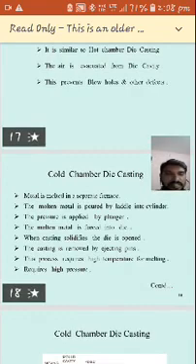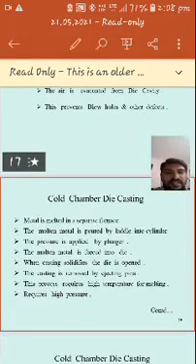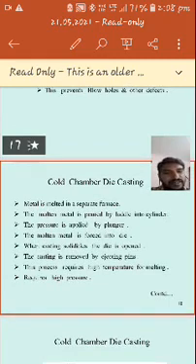See the cold chamber die casting. The metal is melted in a separate furnace. So the metal is melted, and that melted metal is poured by ladle into the cylinder. We can call the ladle a crucible or something. With that we pour the metal into the cylinder.